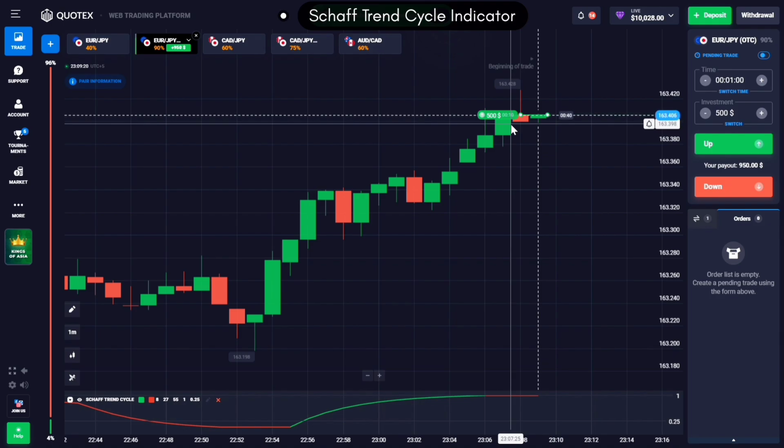The Schaff Trend Cycle is a fantastic tool for identifying trends and timing your trades. However, like any indicator, it's most effective when used alongside other tools for confirmation.